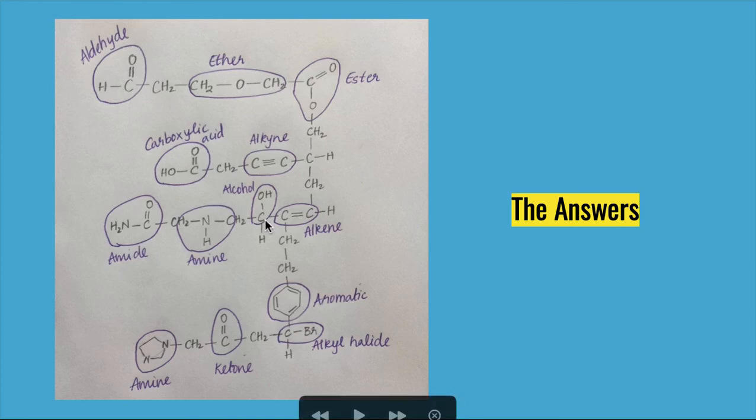And then you come over here and you have a carbon attached to an alcohol group. So again, obviously it's an alcohol. We come over here and we come across a nitrogen, and the nitrogen has one hydrogen and two R groups. So it's an amine. Specifically, it's a second degree amine because it has two R groups.